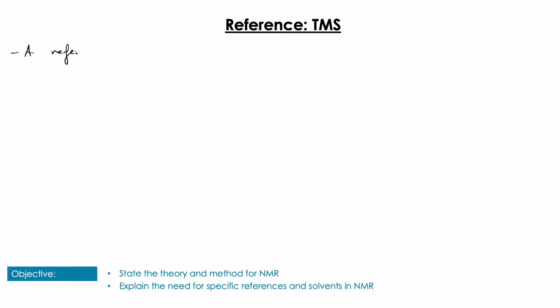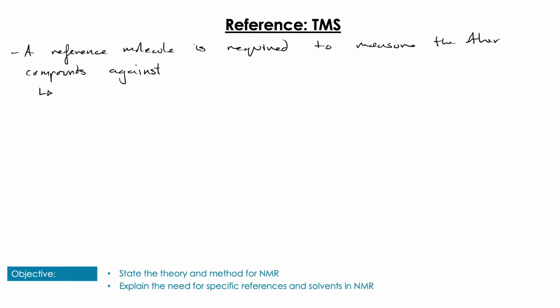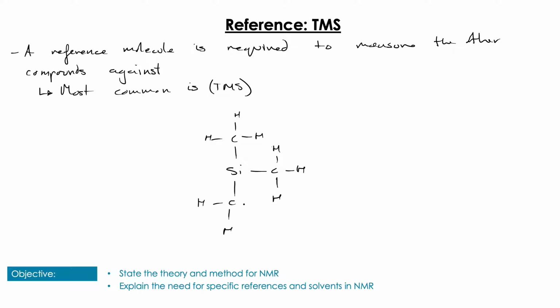So it's all very well having these signals come out, but what are we actually measuring and what are we measuring against? That's why we need a reference. So a reference, just like we had in the infrared spectroscopy, is going to be something we're going to measure other compounds against. And the most common of these is called TMS, or tetramethylsilane, and it has a very symmetrical structure, as you can see here, silicon in the middle with 4 CH3 groups coming out of each side.